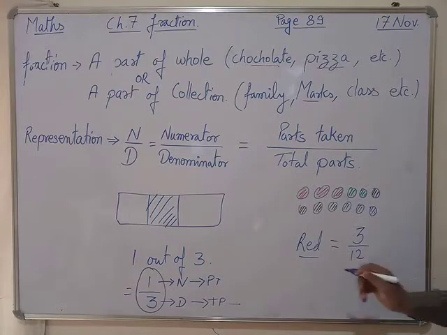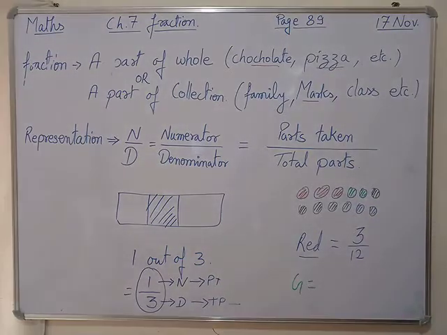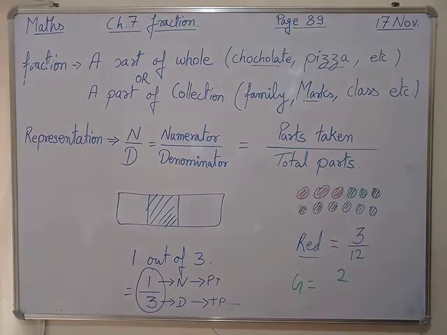Now if you have taken the green balls out of this collection, then for the representation of green balls, how many green balls are there? 2 balls. And how many total balls are there? 12. Right? Similarly for black balls.